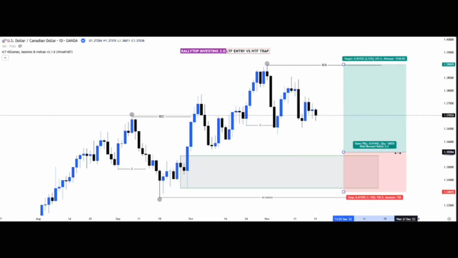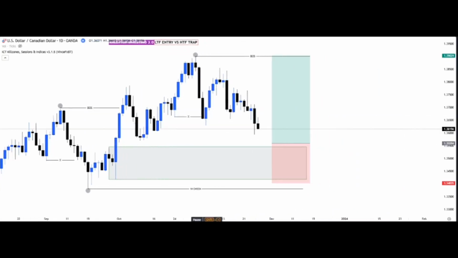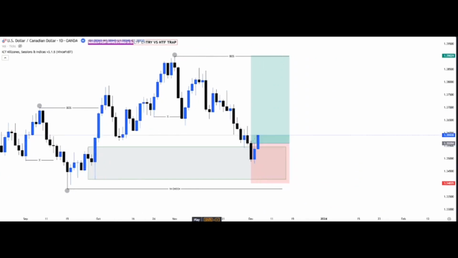Okay, so let's continue to play price and see what happens. Okay, price is into our zone now and is reacting off of that zone. It wants to take us higher, so let's see.